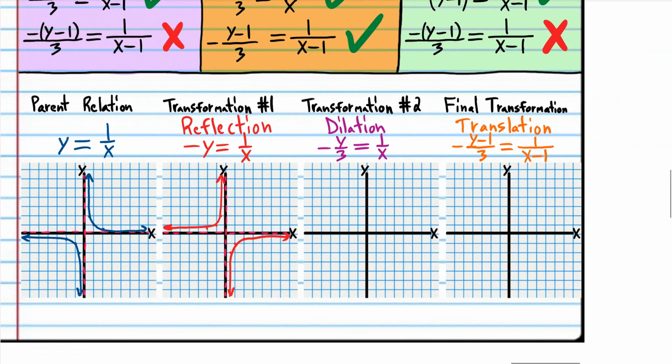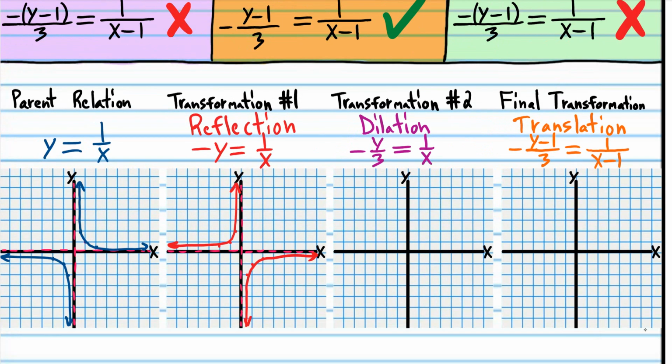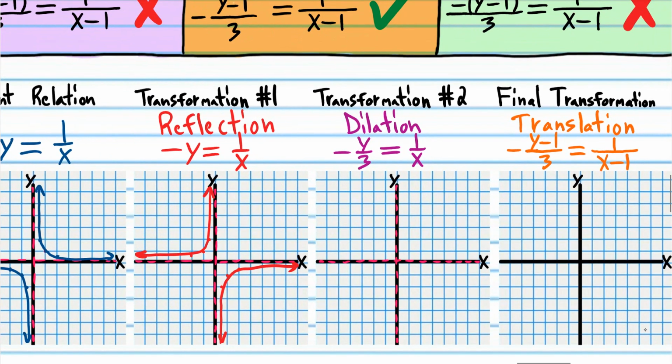Now we're going to dilate. We're replacing y with y over 3. So we're going to multiply all the y values by 3 in the next transformation. That's not going to change the position of the horizontal asymptote because the horizontal asymptote is at y equals 0. So if you multiply 0 by 3, obviously it doesn't go anywhere, so the horizontal asymptote is going to stay there.